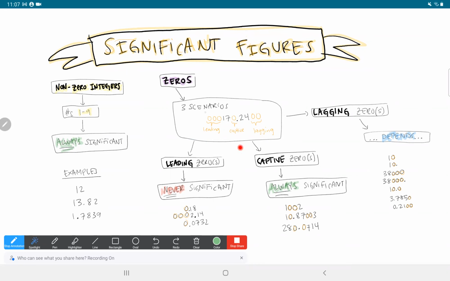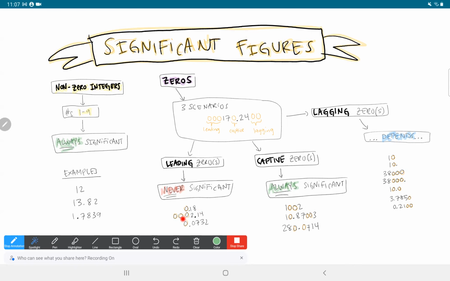So let's look at these examples one at a time. So let's look at leading zeros first. So leading zeros are actually never going to be significant because they're really just placeholders. So they don't count towards a digit that I am certain is there. It's just a placeholder. So some examples here would be maybe 0.18. So that 0 is not significant. So 0.18 has a total of 2 significant figures coming from the 1 and the 8.